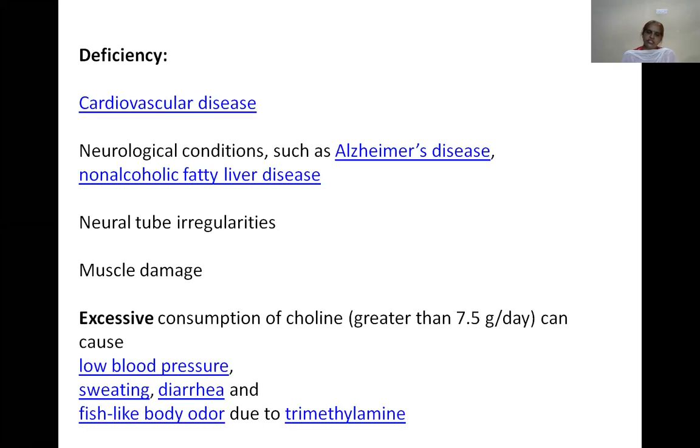If you consume it in excess, what happens? Excess means how much? That is greater than 7.5 grams per day. If you consume greater than 7.5 grams per day, this leads to low blood pressure, sweating, diarrhea, and fish-like body odor. Why is there fish-like body odor? Because of the trimethylamine. Already I told you it contains three methyl groups, that's why it enters into the one carbon fragment. So due to the trimethylamine, it shows the fish-like body odor when you consume more than 7.5 grams per day.